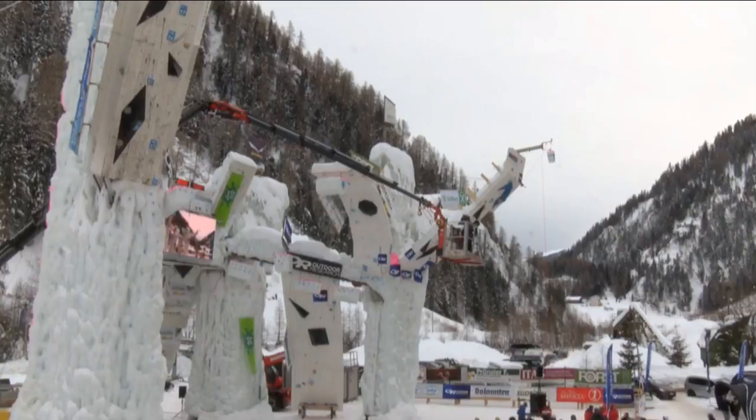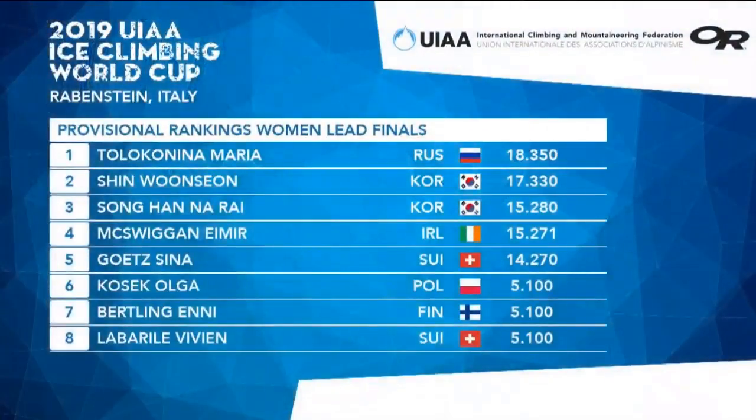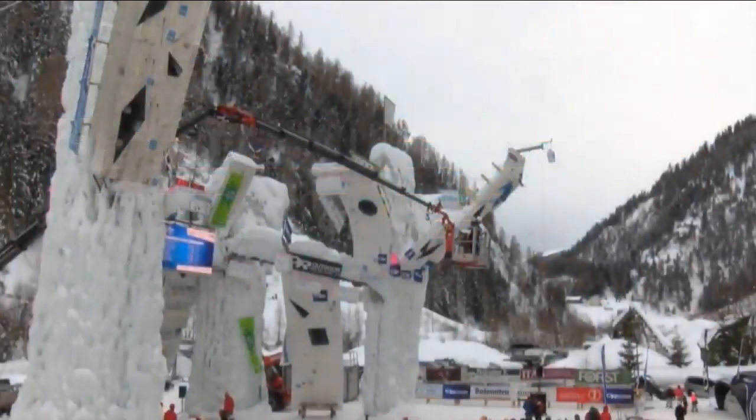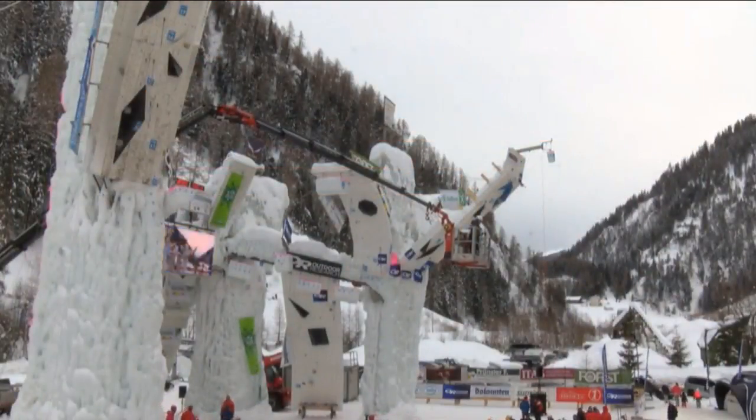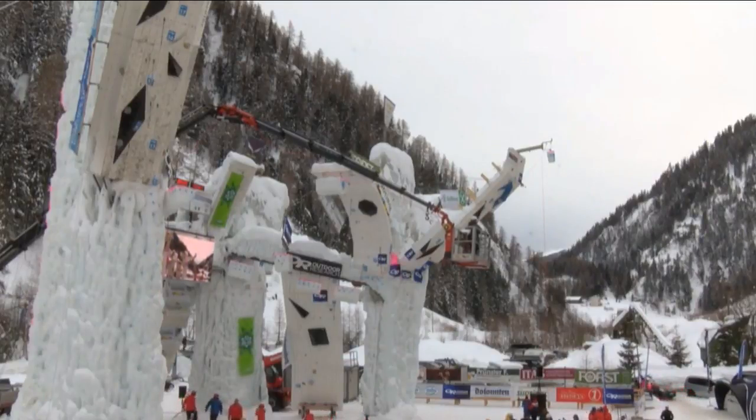And those women's results, let's take a quick look at those. These are the provisional rankings, of course. They have to be signed off by the judges. Maria Tolokanina, not given the top there, but did get the highest result for Russia, gold medal. Wonseon Shin for Korea, second, silver medal. Handare Song for Korea, third, and bronze medal. Eamon McSwiggan of Ireland, fourth. Sina Gertz, fifth. Olga Kozek, sixth. Enni Bertling, seventh. And Vivian Laborio, eighth.